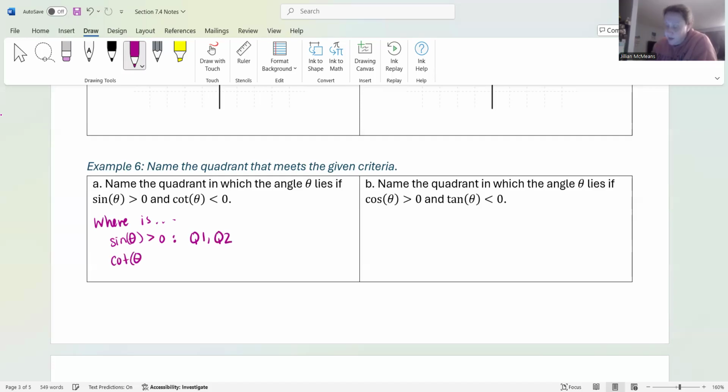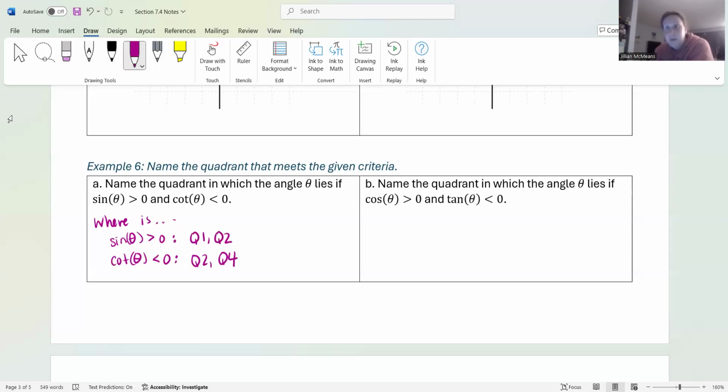Cotangent of theta is negative. Well, nothing is negative in quadrant 1. Cotangent is going to be negative where sine and cosine have different signs. So I know that in quadrant 2, sine is positive, cosine's negative, which makes cotangent negative. Quadrant 3, sine and cosine are both negative, so cotangent would be positive. And then in quadrant 4, sine is negative, cosine is positive, so that would mean in quadrants 2 and 4. So basically, where do we have overlap?